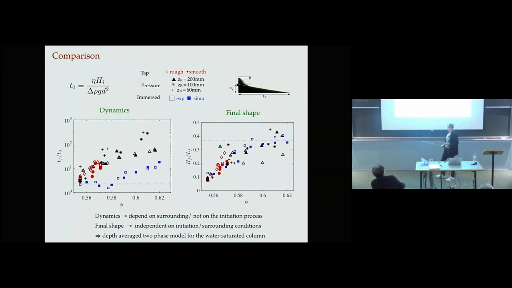We can see that the time is not the same. The total duration of the avalanche is not the same, and in fact, it's faster underwater. For the final shape, it's nearly exactly the same. So now what we plan to do is the depth average two-phase model, just changing the boundary condition, to see if we can understand this avalanche on air.